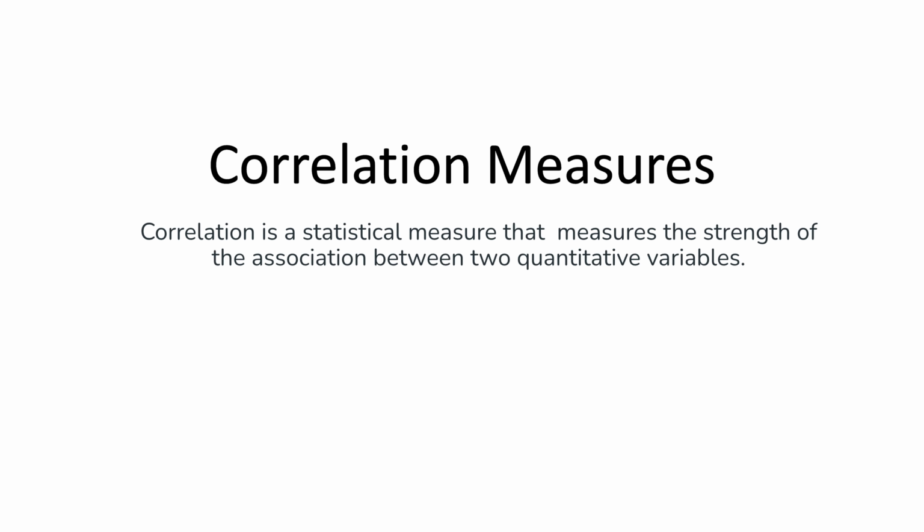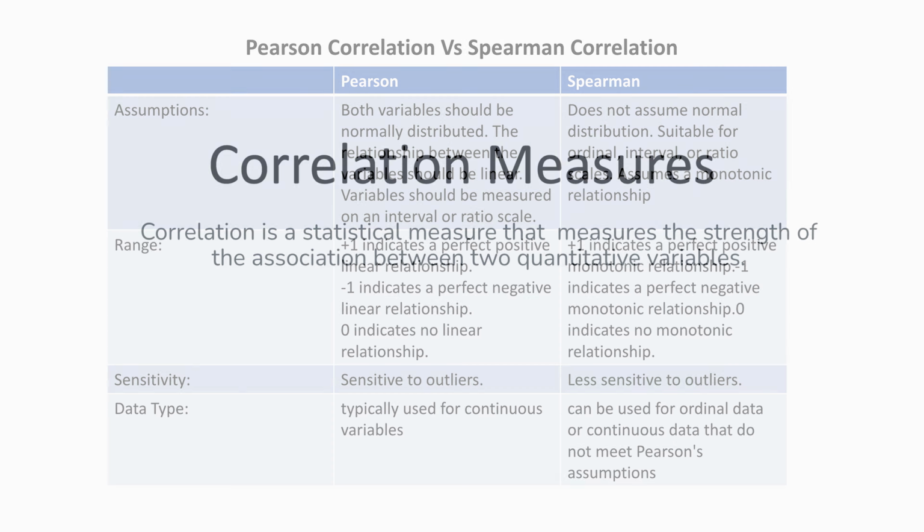Hello! In this video, we're going to explore correlation measures. A correlation coefficient is a statistical measure that describes the strength and direction of a relationship between two variables. It answers, how strongly are two things related, and do they increase or decrease together?